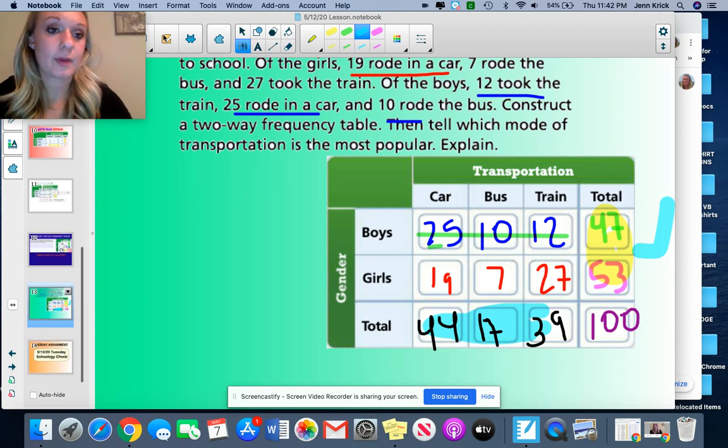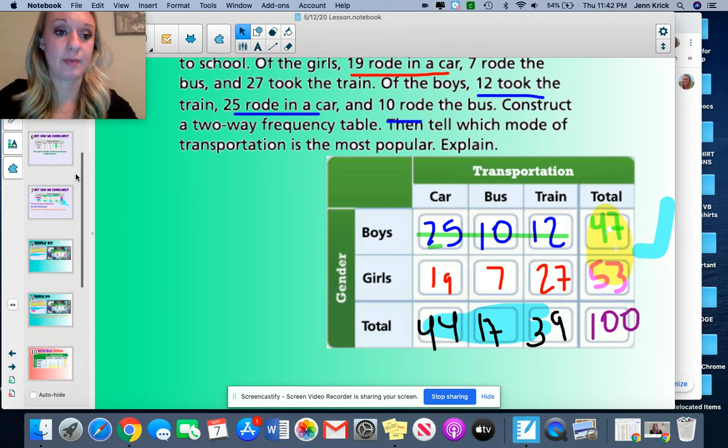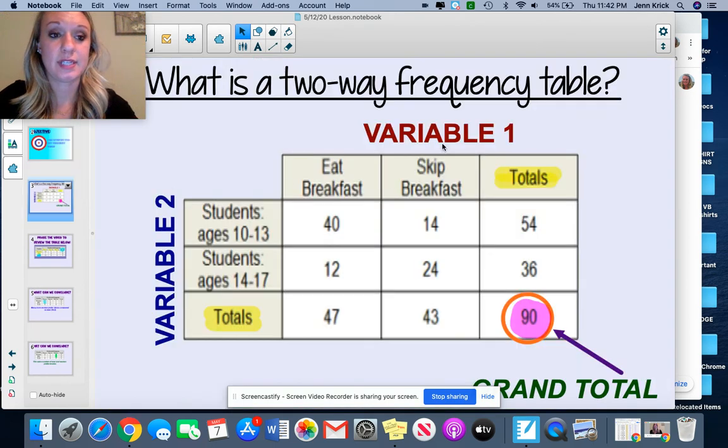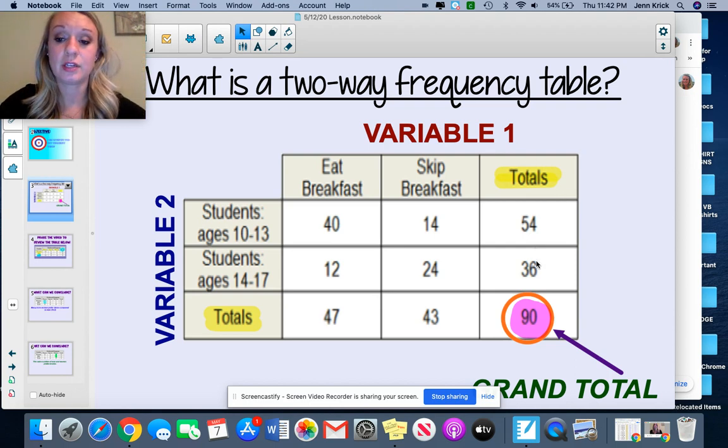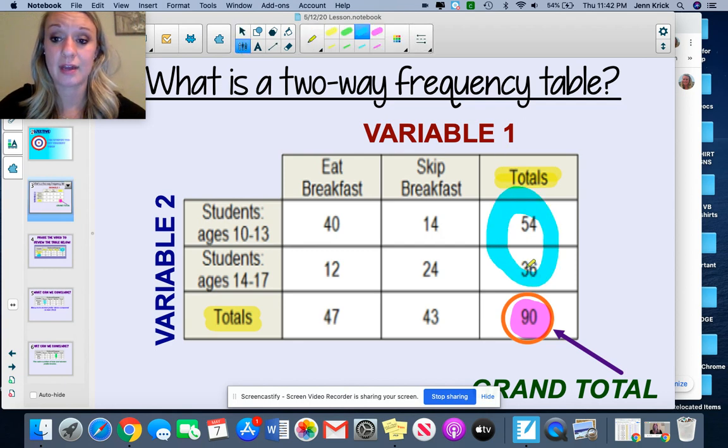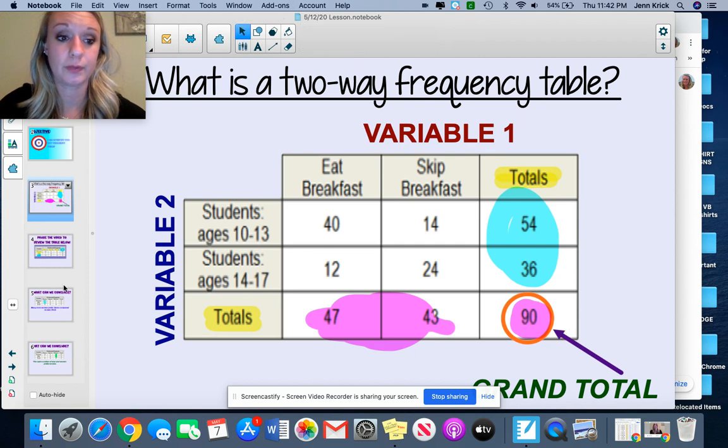So before I talk about your assignment, you guys, let's just really quick sum up. A two-way frequency table compares two variables. Okay, you've got one on top, you've got one on bottom. You can find totals all around your table. To find your grand total, you can either add up these guys here, or you can add up these guys here. Okay, that will give you your grand total.